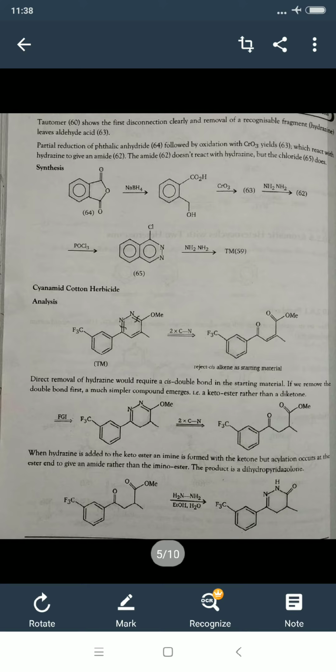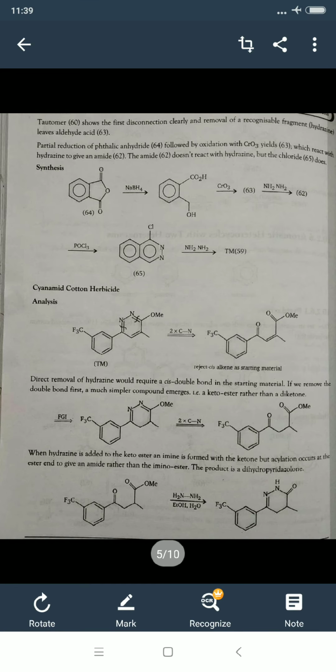The amide 62 does not react with hydrazine, but its chloride does. So first the amide group is converted into the chloride, and then hydrazine reacts, giving the target molecule 59.